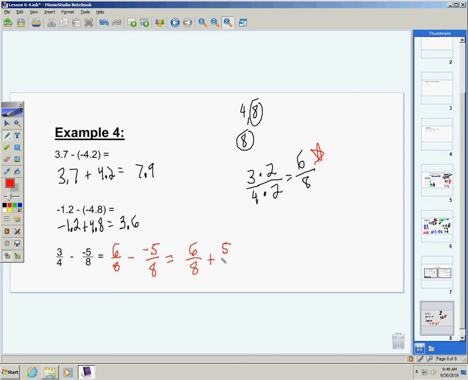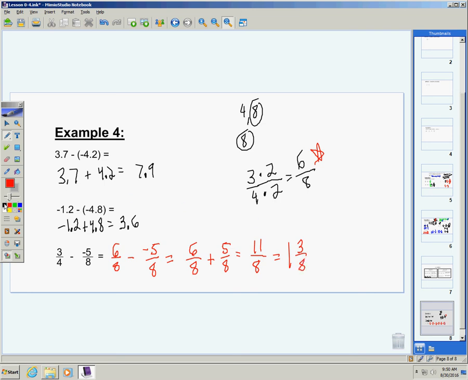Remember, when you add or subtract fractions, the denominator doesn't change. 6 plus 5 gives me 11, and I'm okay if you just leave this answer as 11/8. If you want to write it as a mixed number, that would be 1 and 3/8. Either way you do this is fine. I would accept both these answers.